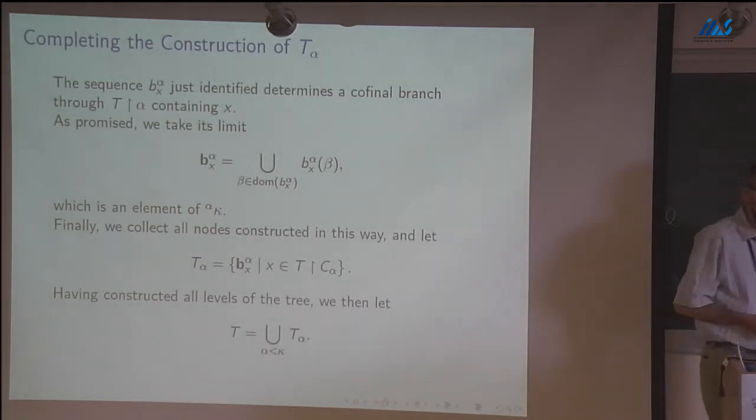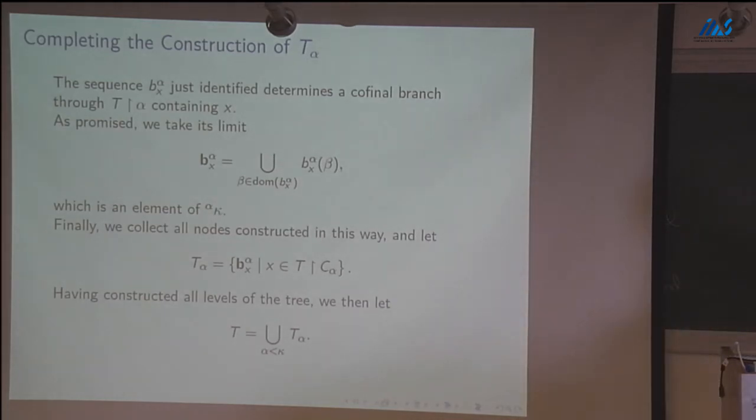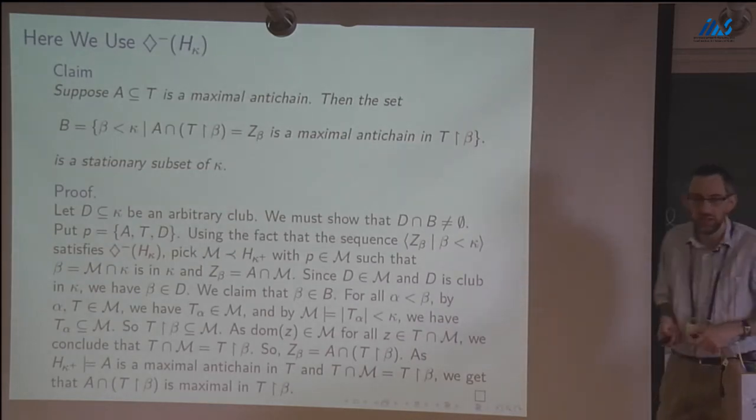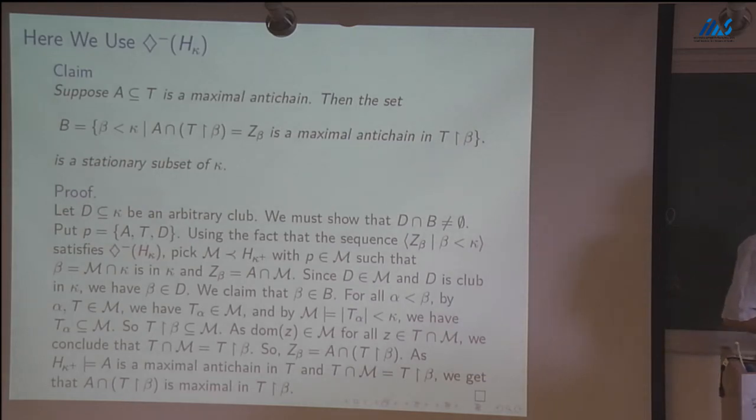So what do we need to do? We need to show that the tree is Souslin, of course. That'll be our next step. Before that, let's just do a little claim, which will be necessary, but it'll also display how we use our axiom. So what do we need here?